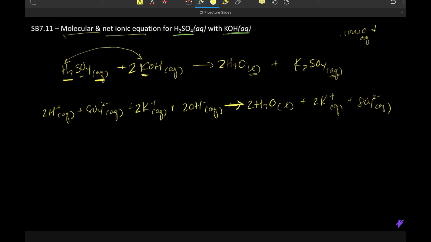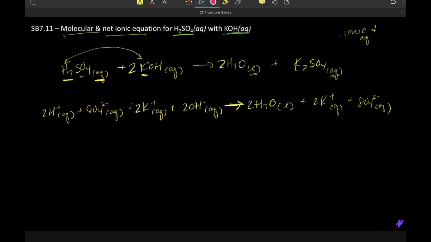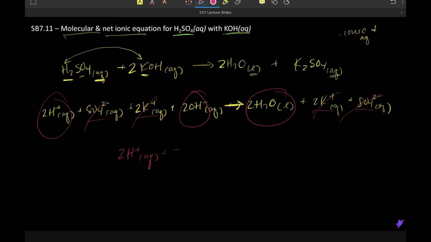Now we'll go through and cross out the things that are exactly the same on both sides, which includes sulfate, potassium, and everything else becomes our net ionic. So 2H plus aqueous plus 2 hydroxide aqueous gives us 2H2O liquid. And then if we wanted to, as a last step, we could reduce this down. And then we will have answered the question.